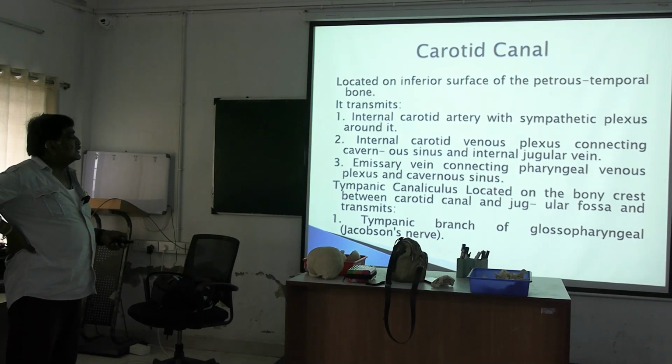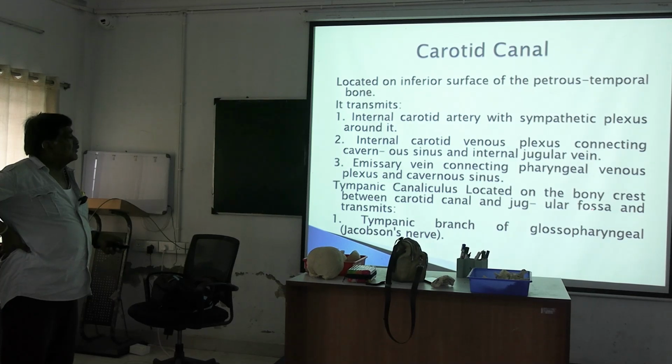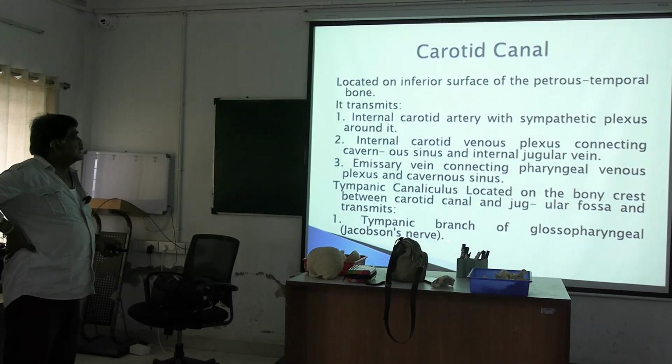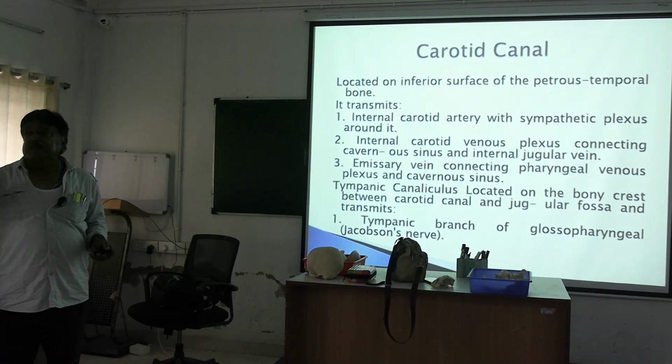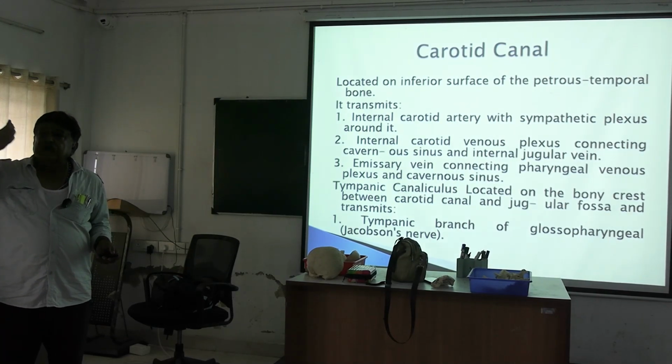The tympanic canaliculus is located on the bony crest between the carotid canal and the jugular fossa and transmits the tympanic branch of the glossopharyngeal nerve, or Jacobson's nerve. The tympanic branch supplies and goes through the tympanic membrane.